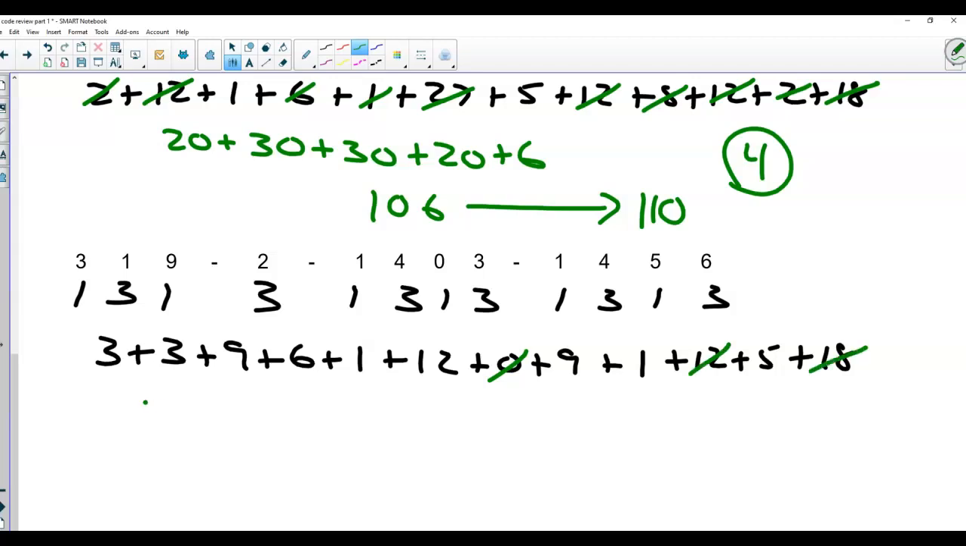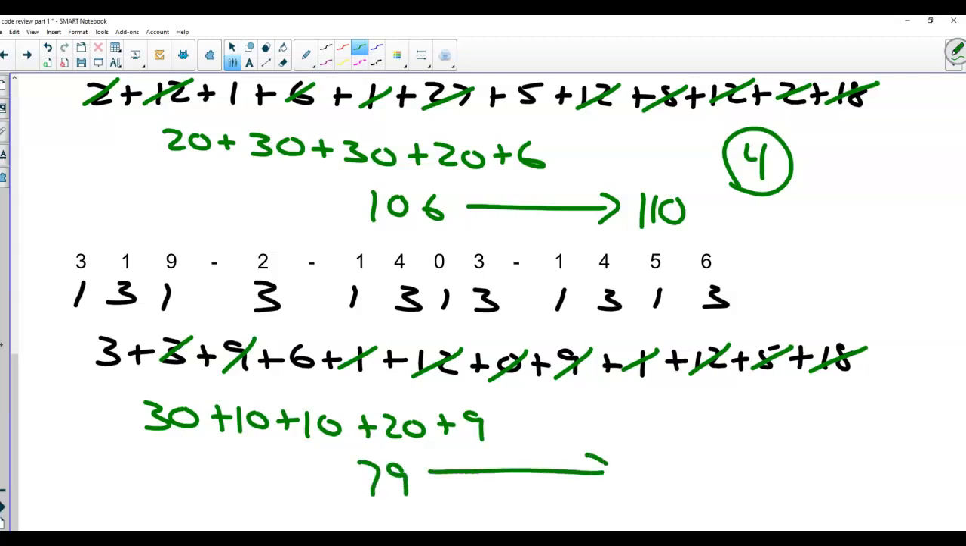and 18. That's 30. I'm going to do 9 and 1. That's 10. I'm going to do 9 and 1. That's 10. I'm going to do 5 and 12, which is 17, and 3, which is 20. And then 3 and 6, which is 9. 30 and 10 is 40, 40 and 10 is 50, 50 and 20 is 70, and 9, 79. I need to get to 80, so my check digit is 1.